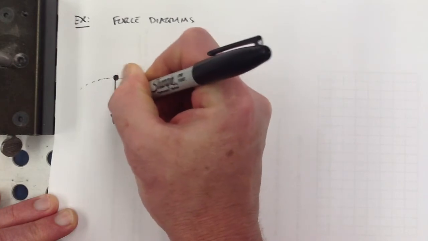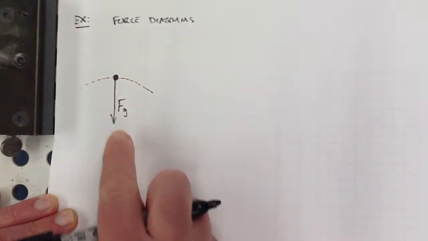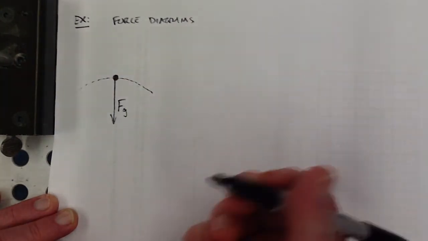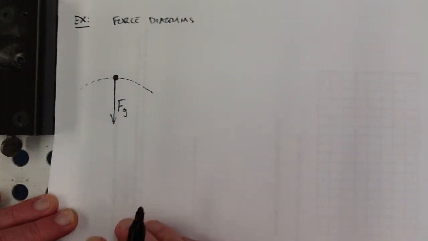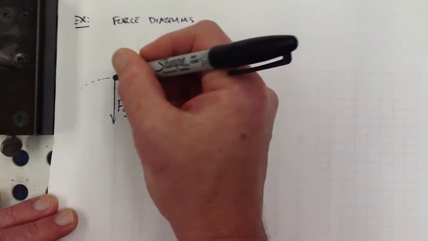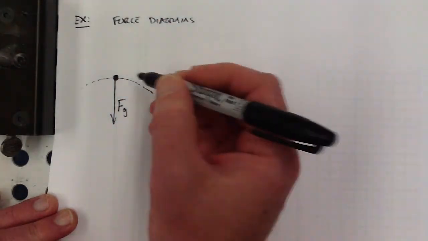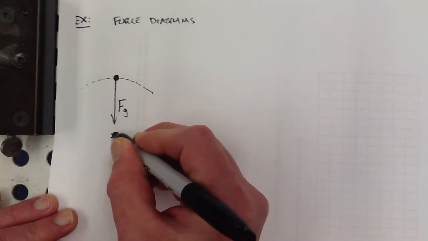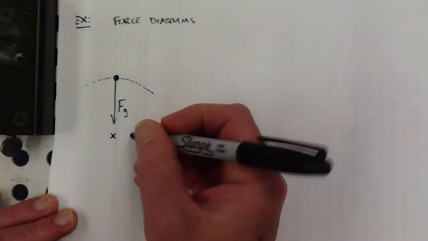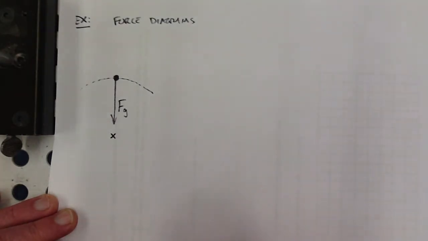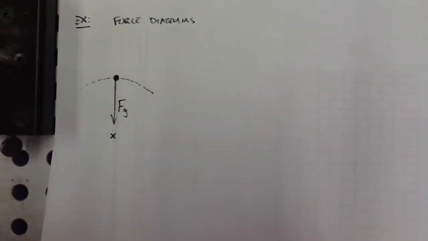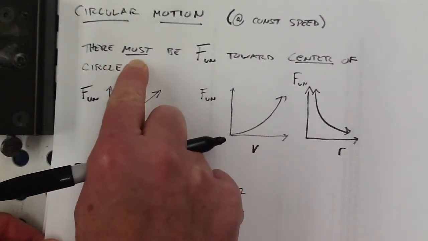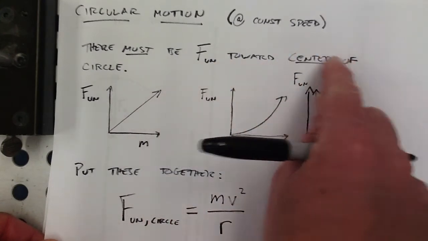Downward force. If you wanted to know how much force of gravity there is, you would take the mass of this car and multiply it by 10, right? Now, what about the support force? Is it equal to this? No, it's not. Where is the center of this circle? The center of the circle, which I'm going to make in my force diagrams a little X there. That's where the center is. So we know that when we have circular motion, there must be unbalanced force toward the center of the circle.